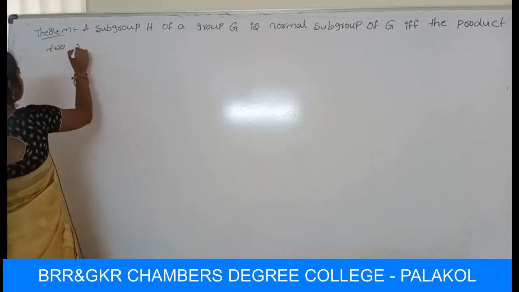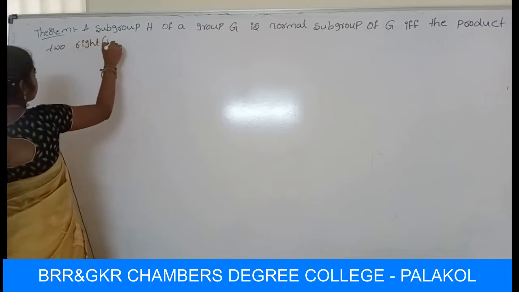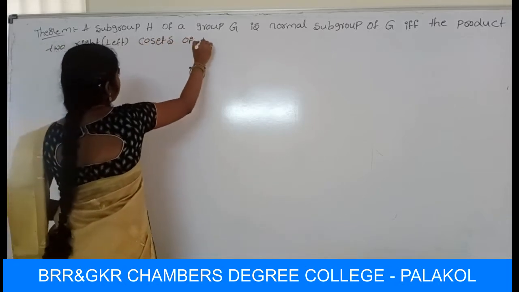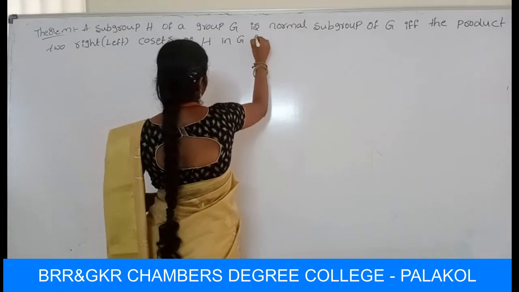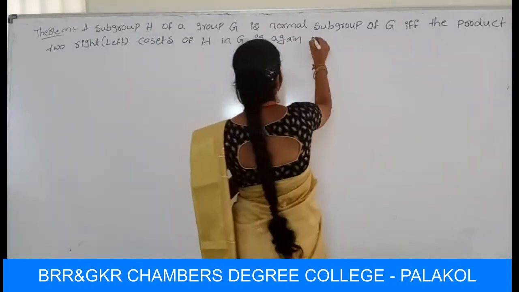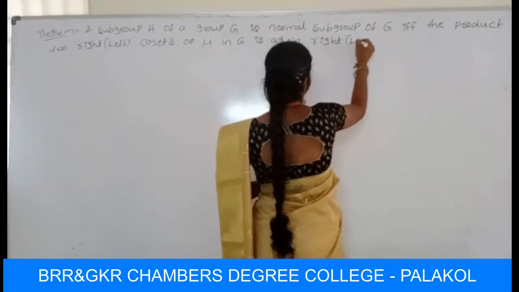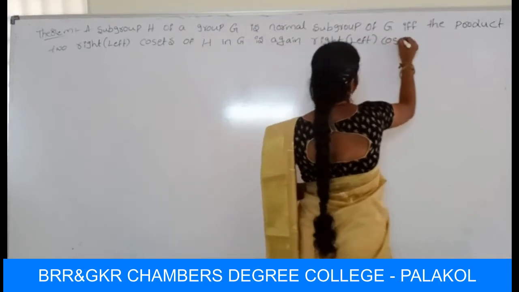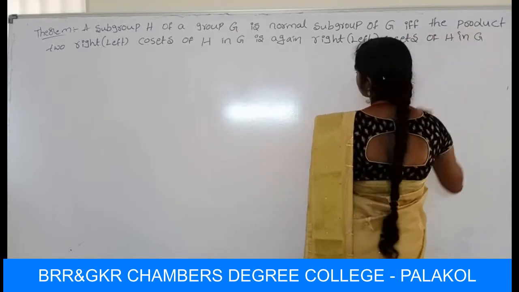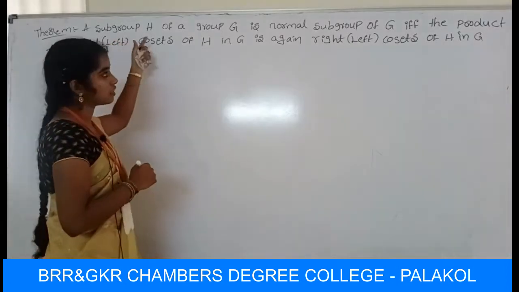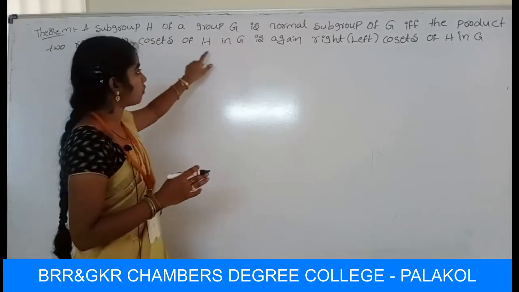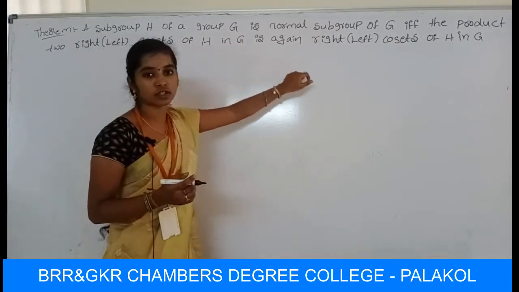So this is the statement. A subgroup H of a group Z is a normal subgroup of Z if and only if the product of two left or right cosets of H in Z is again a left or right coset of H in Z.